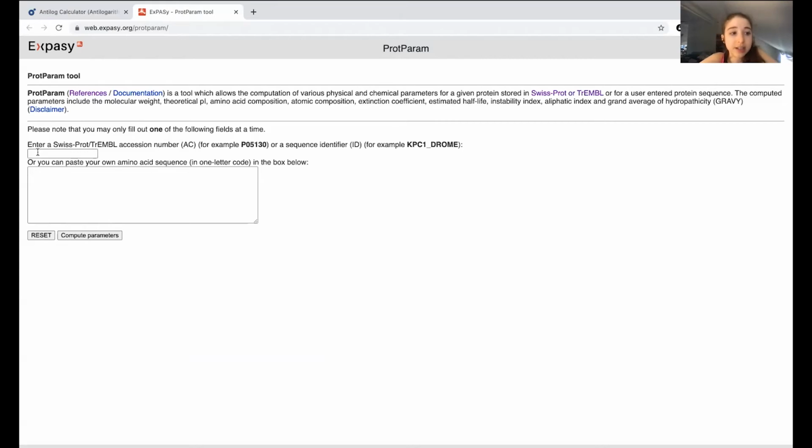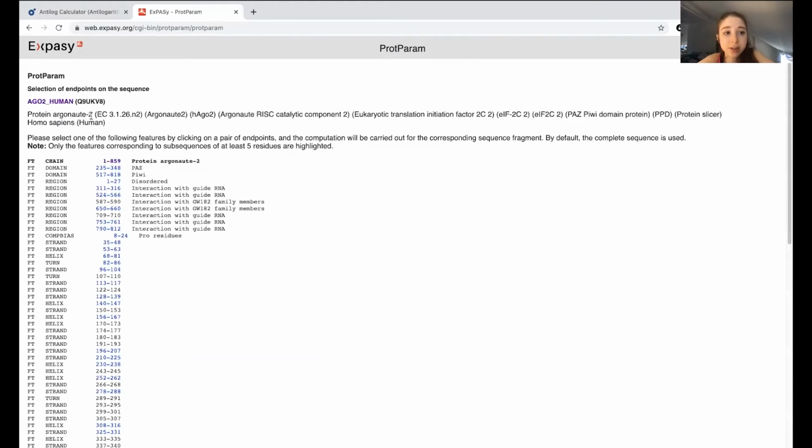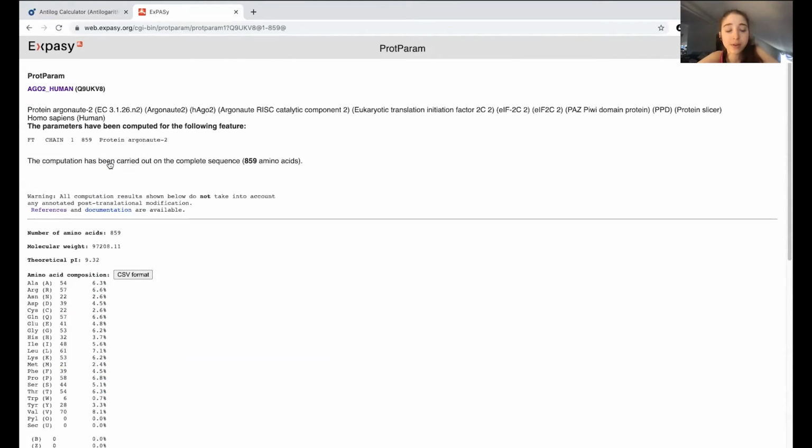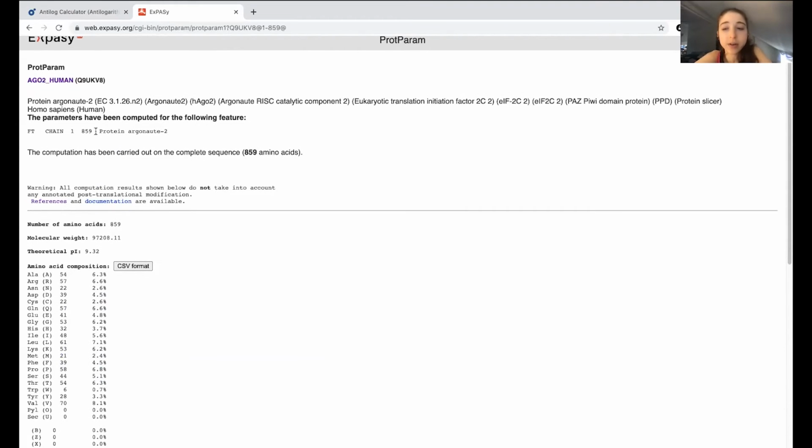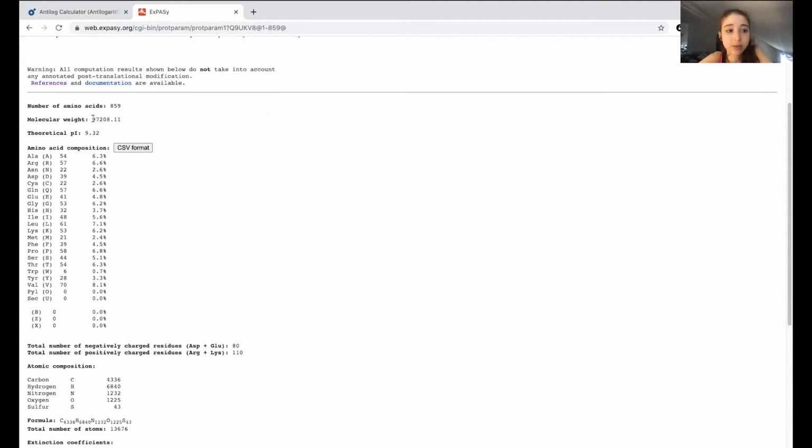Or if there's a protein that's already a normal protein, you can just search for it. And so I searched for human AGO2. It's going to calculate the parameters, and one of the things that it'll tell you is the theoretical PI. And the theoretical PI is 9.32.